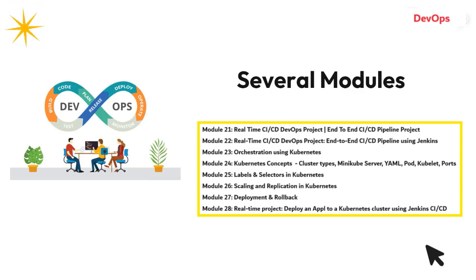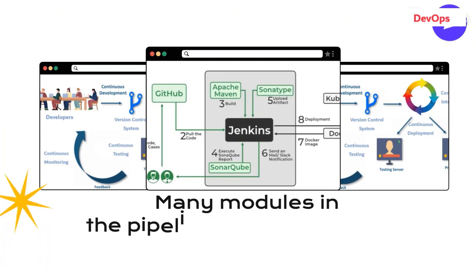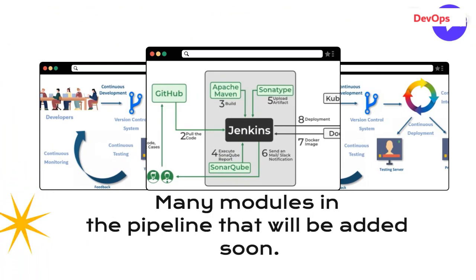Then we'll have the concept of labels and selectors in Kubernetes, scaling, replication, deployment, and rollback. Finally, we'll have a real-time project in which I'm going to show you how to deploy an application to a Kubernetes cluster using Jenkins CI/CD. There are many modules in the pipeline that will be added soon.